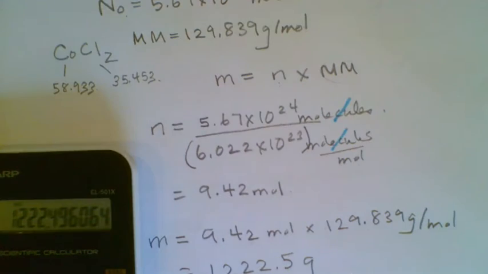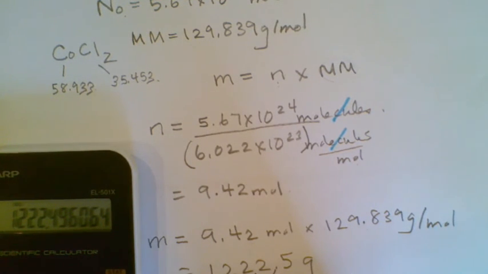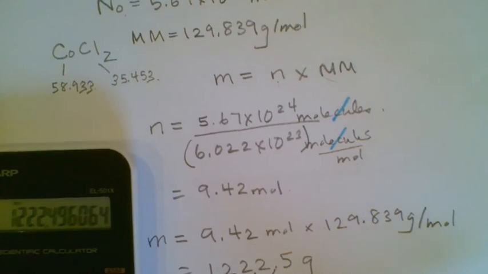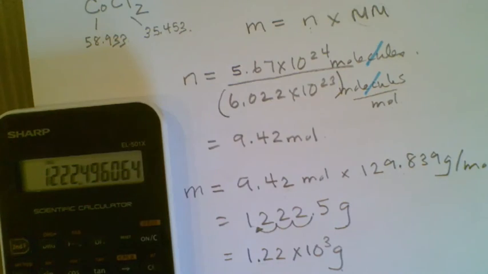1,222.5 grams. Now, technically, because I'm only supposed to be reporting my answer to 3 significant digits, the way that you would report this is you would move this decimal 1, 2, 3, between the first 2 digits, and you would report this as 1.22 times 10 to the 3 grams. So this would be your final answer in scientific notation, because I can only report my answer to 3 significant digits. This would be too many.